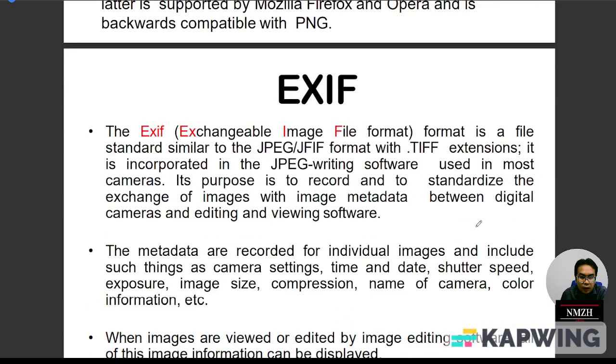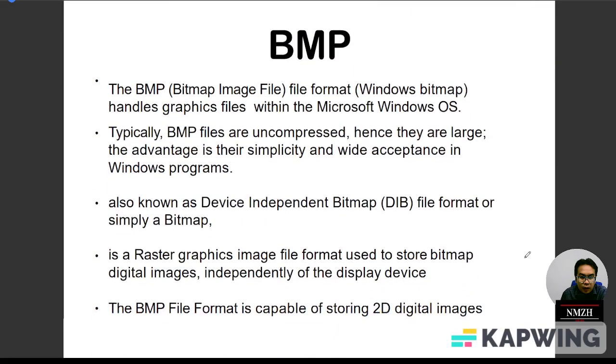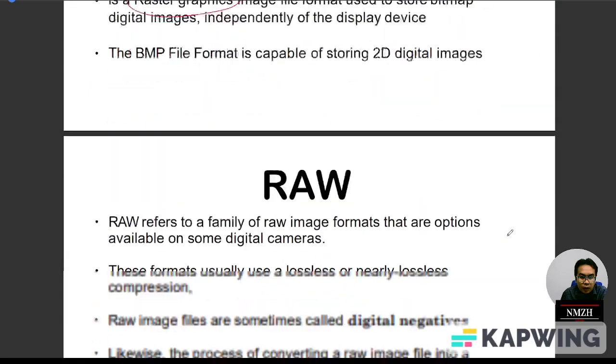So this one is EXIF, exchangeable image file format. It is a file standard for JPEG. So EXIF is basically metadata with several settings stored with the image: camera settings, time and date, shutter speed, exposure, and so on. So it is nearly the same as raw, right? And bitmap is a common raster format. So that's the reason why it is in high demand for storage.